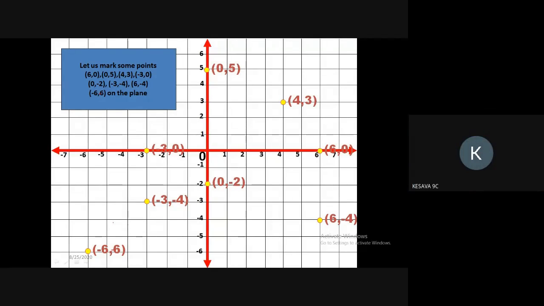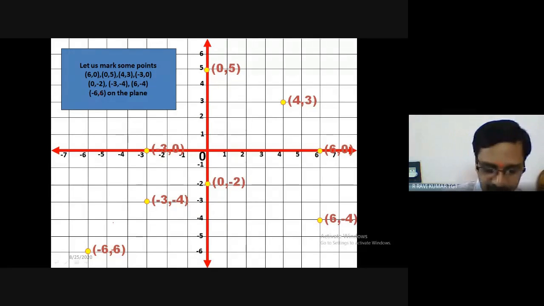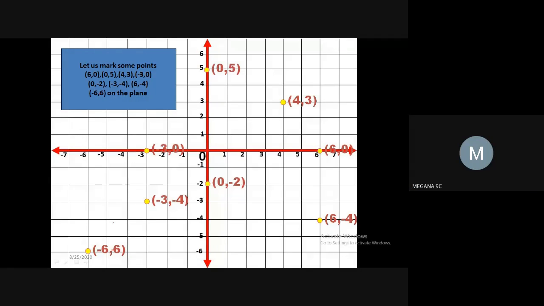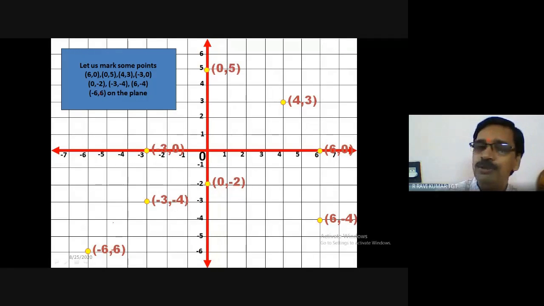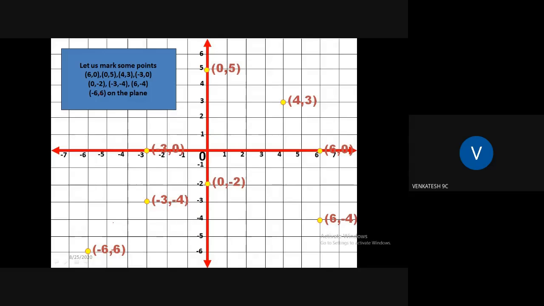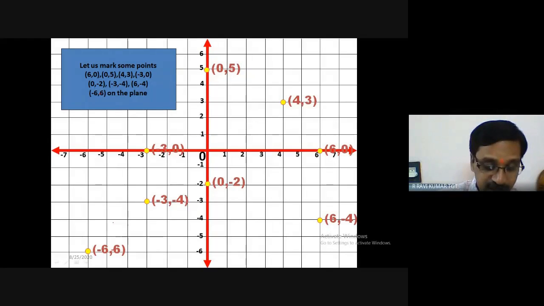Now, Kamagna, is she there? So Kamagna will tell now. The point (0, 2). First quadrant, sir. No. Y-axis, sir. Y-axis positive side. It is on the axis. One of the coordinates is 0. Therefore, it comes on the axis.